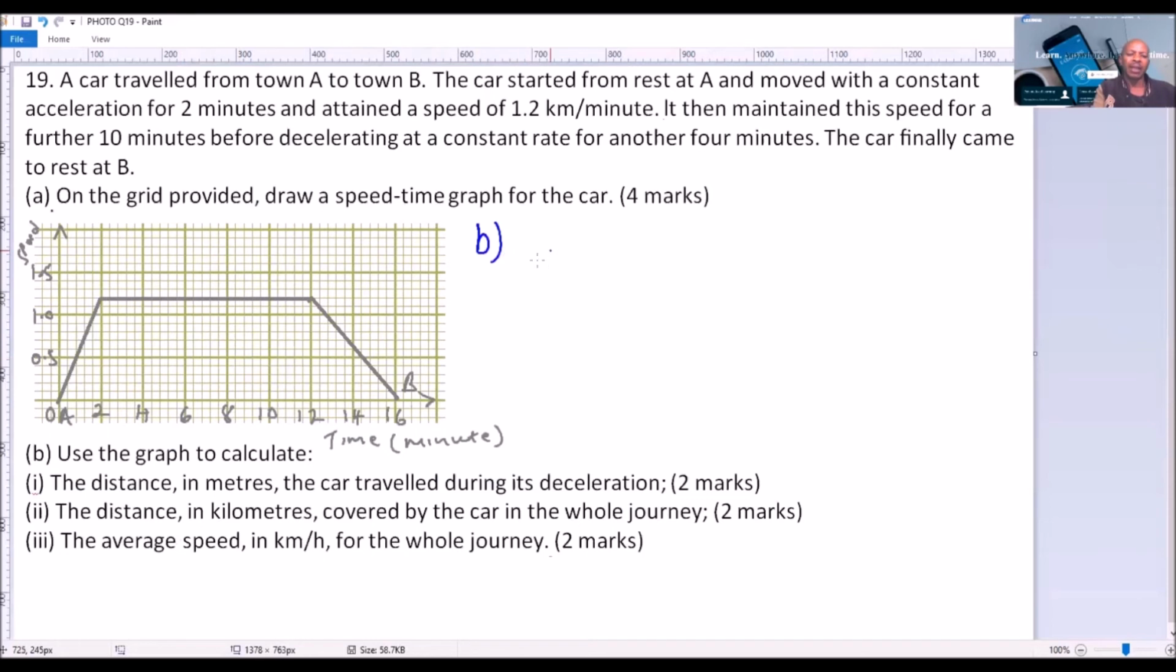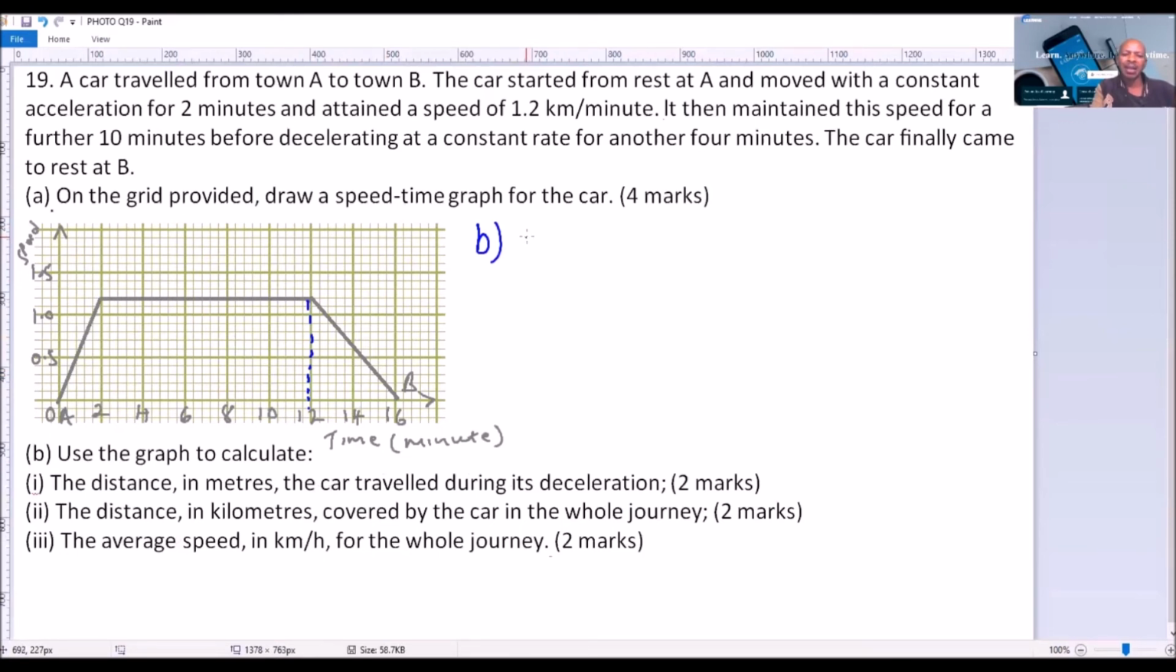Use the graph to calculate the distance in meters the car traveled during its deceleration. It started decelerating from the 12th minute, so it decelerated for 4 minutes. And to get the distance, we calculate the area under that particular part of the graph.